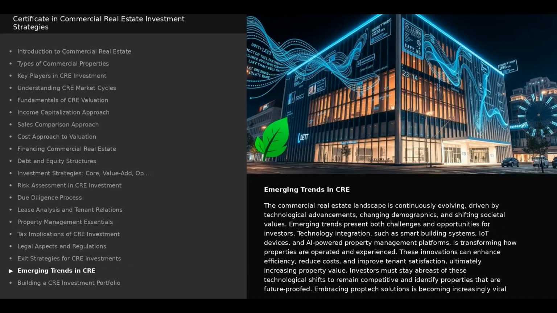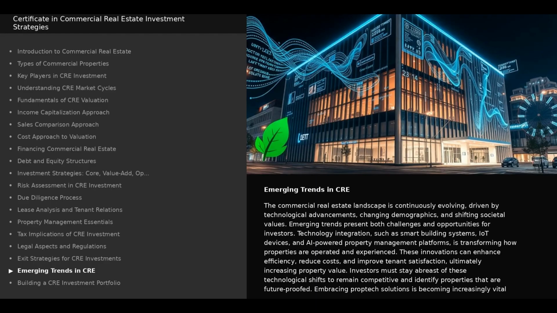Emerging trends in CRE. The commercial real estate landscape is continuously evolving, driven by technological advancements, changing demographics, and shifting societal values. Emerging trends present both challenges and opportunities for investors. Technology integration, such as smart building systems, IoT devices, and AI-powered property management platforms, is transforming how properties are operated and experienced. These innovations can enhance efficiency, reduce costs, and improve tenant satisfaction, ultimately increasing property value.